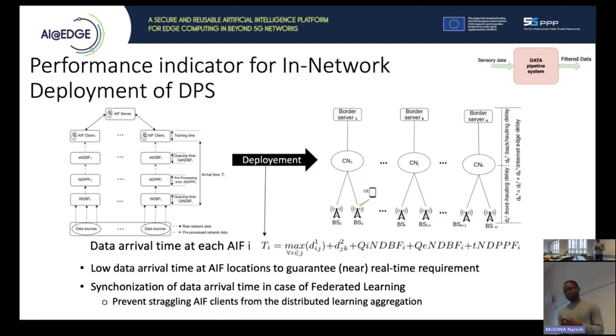So our assumption is that a low data arrival time at the IEF location enables us to guarantee the real-time requirement of the system, as for doing the learning or inference for anomaly detection, we need to get the data as quickly as possible in real time. Then the good performance of the data pipeline should be to provide data with very low data arrival time. And also for the case of federated learning, synchronization of data arrival time is very important. If the arrival times of the data to the IEFs are synchronized, this prevents having struggling IEF clients in the distributed learning aggregation.